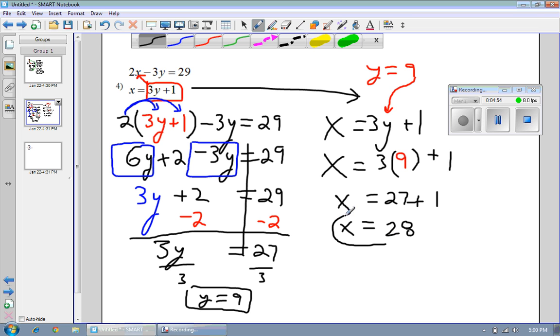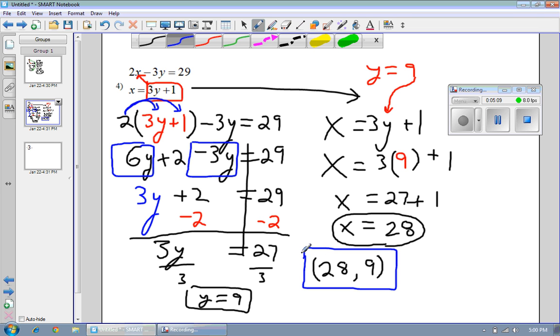There's our second answer. We always write our answers in ordered pairs. That means we're going to write 28, comma, 9. There's my solution right there. A little tougher that time, bigger equation, but hey, that's why we spent all first semester practicing it. So we're ready for it when we see it.